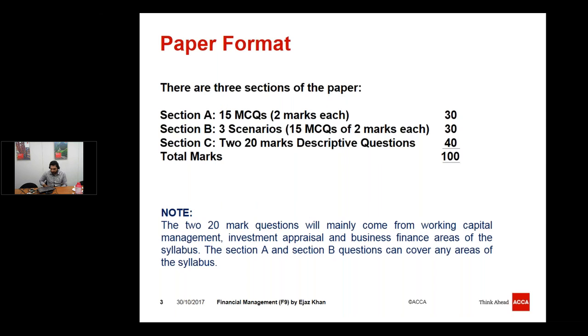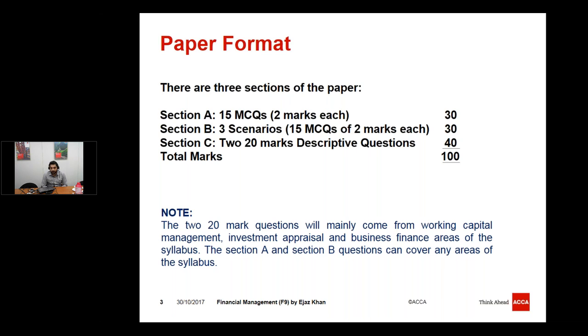Before we start today's topic, let's skim through the paper format, how the paper will appear in the exams. There will be 3 sections in the paper: section A, B, and C. Section A will have 15 multiple choice questions of 2 marks each, and the total marks for this section will be 30. Section B will have 3 small case study type questions, and each of the 3 questions will have 5 multiple choice questions. In total there will be 15 multiple choice questions, each of 2 marks. Again, there will be 30 marks available for this section.